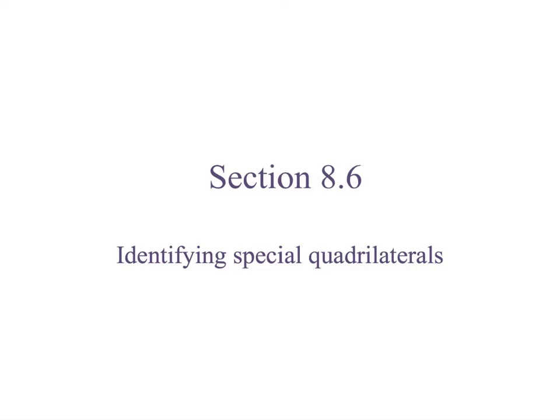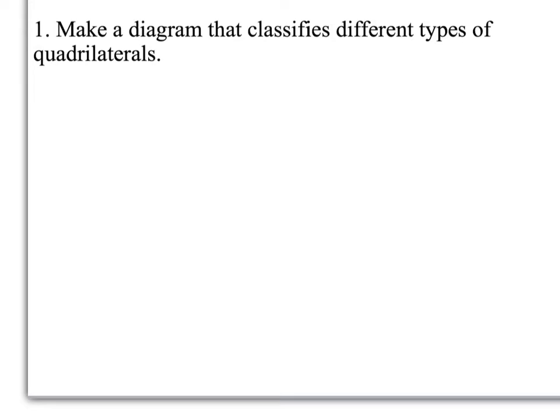Okay, let's wrap up Chapter 8 by examining Section 8.6, Identifying Special Quadrilaterals. This is the section where we put everything we've learned about quadrilaterals all together. If I give you a quadrilateral with certain properties, you should be able to conclude what type of quadrilateral it is, or at least give a few options for what type of quadrilateral it is. So let's start. The first problem, I just want to review everything. Make a diagram that classifies different types of quadrilaterals.